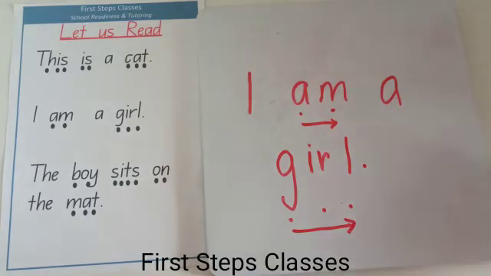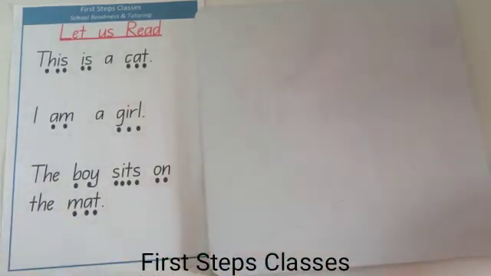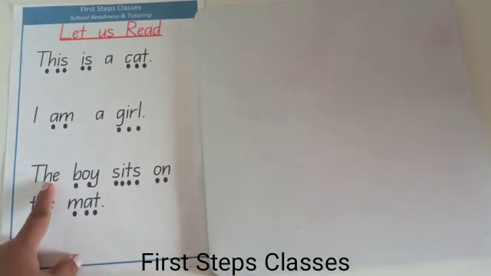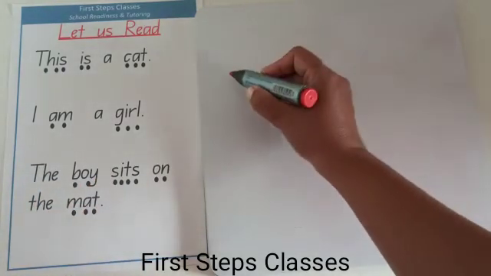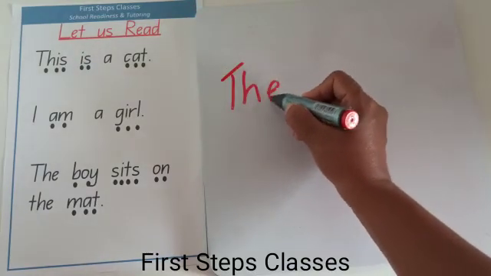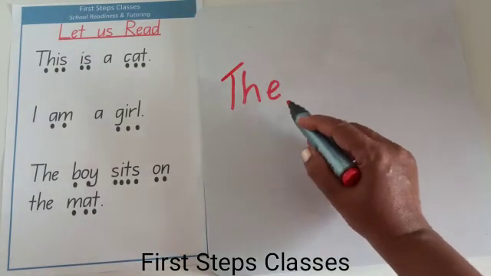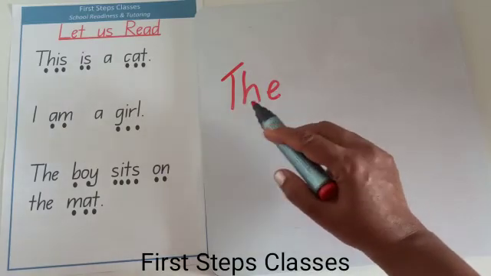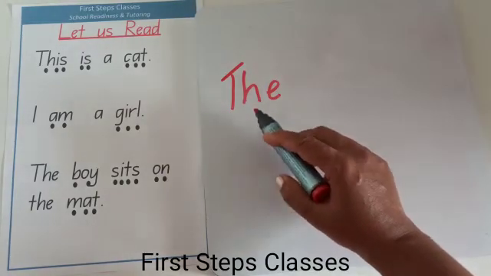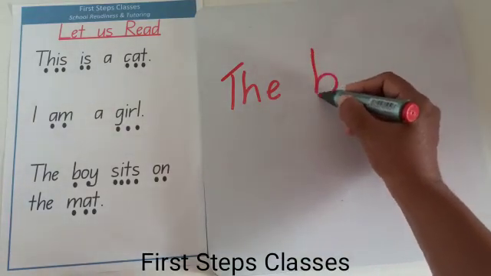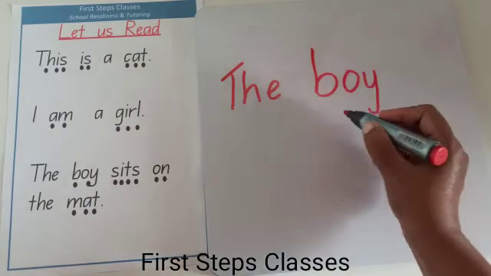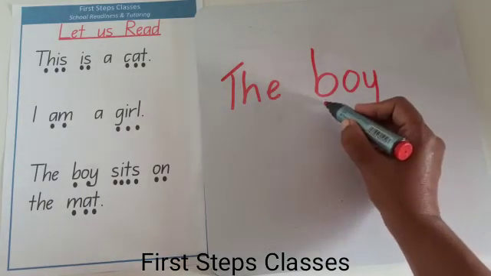Alright, let's move on to the third sentence. Now the third sentence is, the boy sits on the mat. Let's look at the words separately. The first word, the, starts with a capital T. This is not a phonic word. You cannot split it into separate sounds. It is a sight word or a camera word or a tricky word that you call. Alright, now the next word is boy. This word boy can be split into two separate sounds.